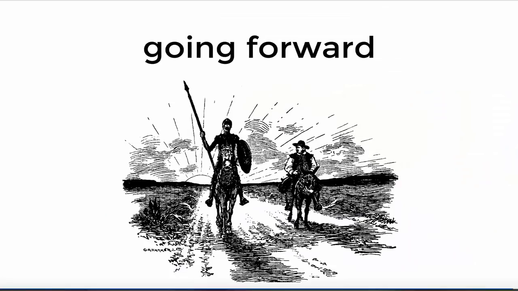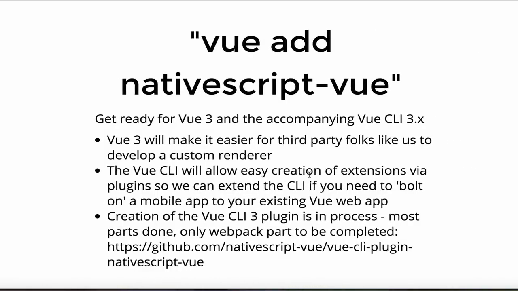So what can you expect going forward with this project? Well, we are making a lot of progress, as you've seen. In particular, we're getting ready for Vue 3 and the next release of the Vue CLI. Now, Vue 3 is really exciting for third-party folks like us because it's going to allow us to develop a custom renderer, and that's going to actually render a certain amount of our own NativeScript Vue code obsolete. So this is something to watch for, and we're very much looking forward to this. It'll make our project easier to maintain.